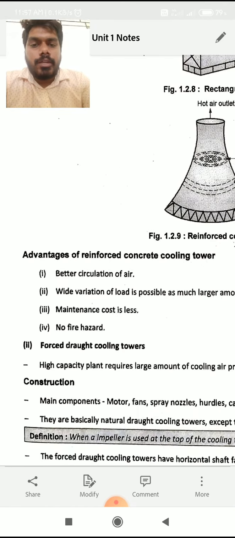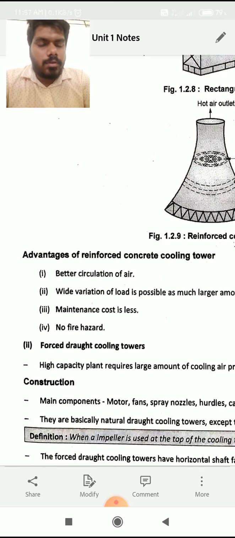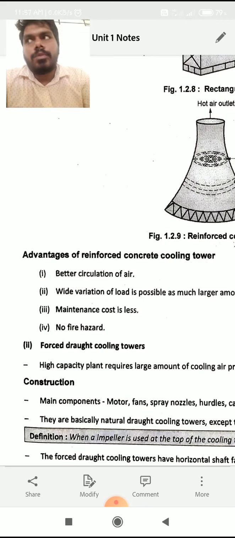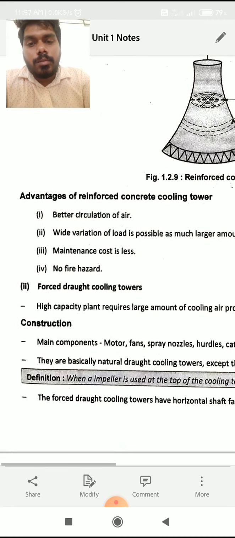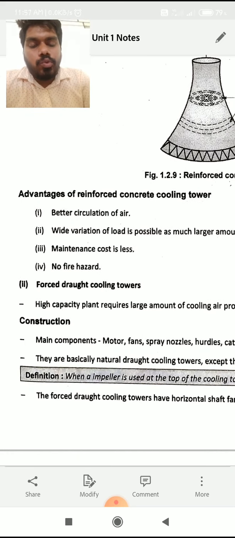What are the advantages of the reinforced concrete tower? Better circulation of air, and wide variation of load is possible, as a large amount of water per hour can be cooled. Maintenance cost is less compared to other cooling towers. There is no fire hazard, because all the surroundings are only water.